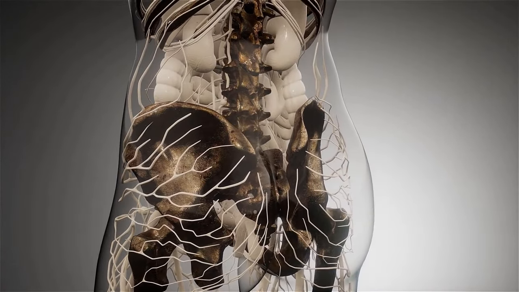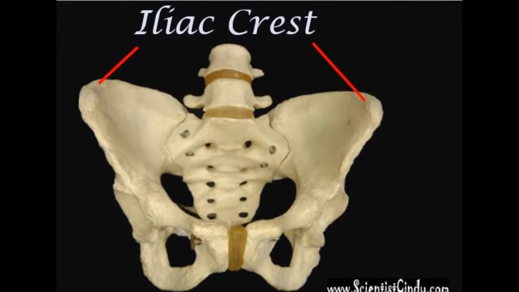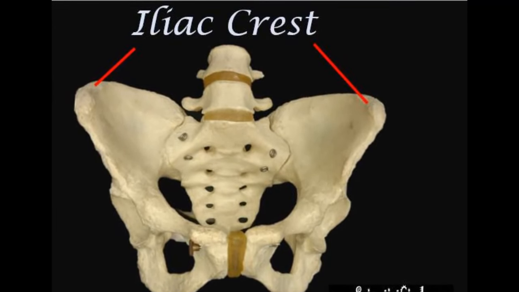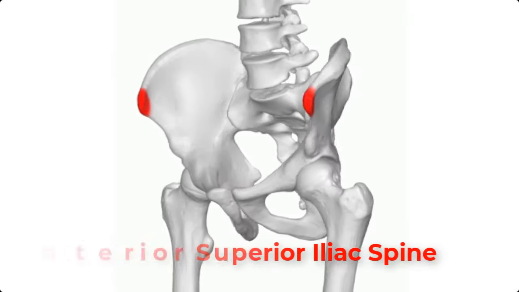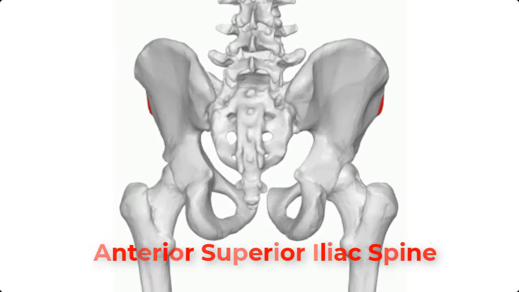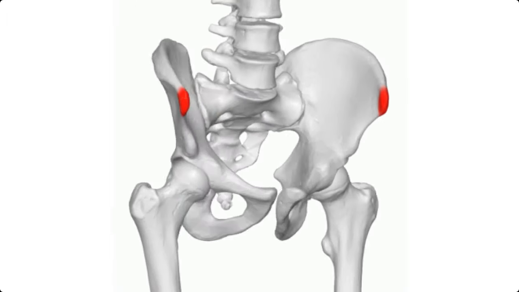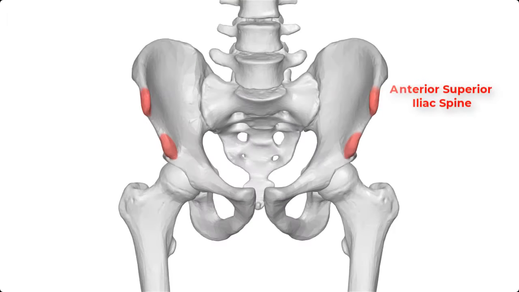When you place your hands on your waist, you can feel the arching superior margin of the ilium along your waistline. This curved superior margin of the ilium is called the iliac crest. The rounded anterior termination of the iliac crest is the anterior superior iliac spine. Inferior to the anterior superior iliac spine is a rounded protuberance called the anterior inferior iliac spine.